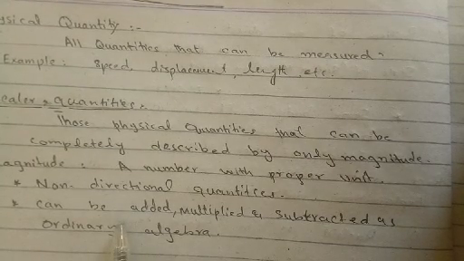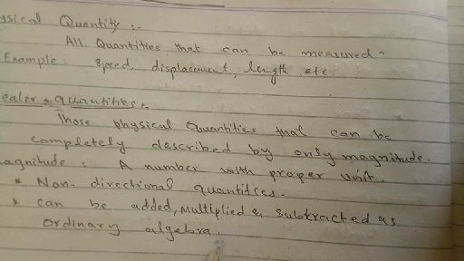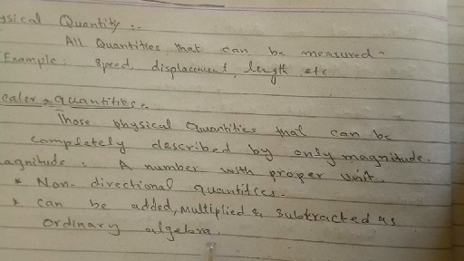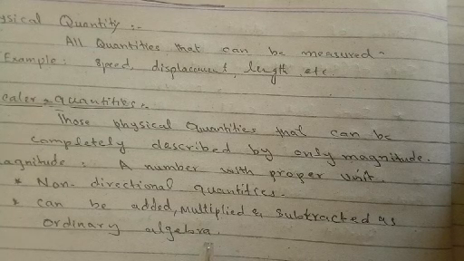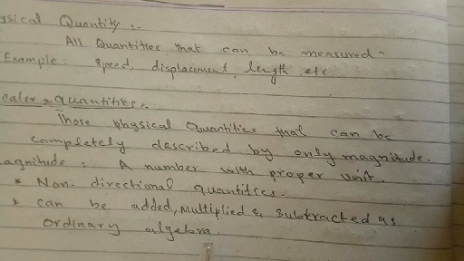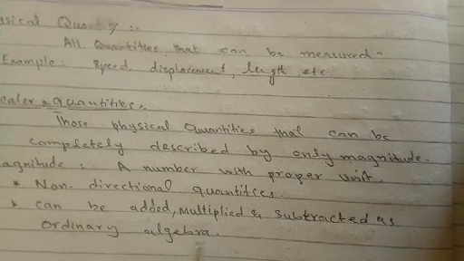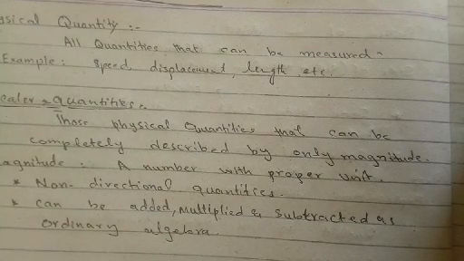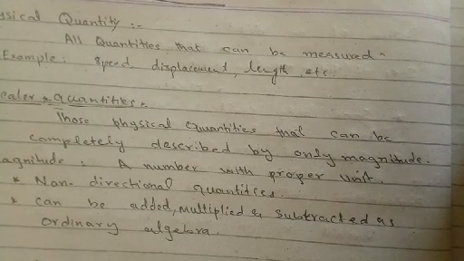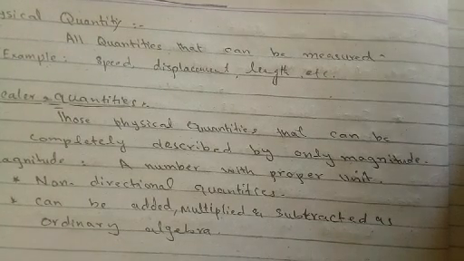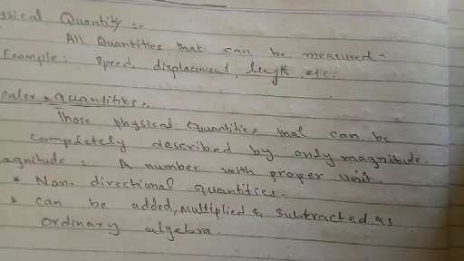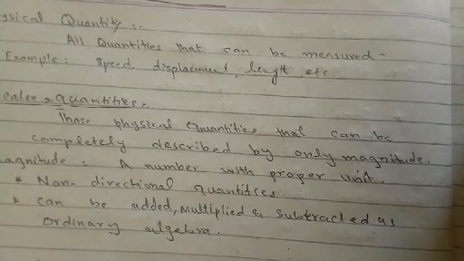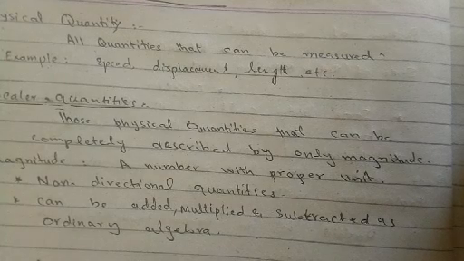These scalar quantities can be added, multiplied and subtracted as in ordinary algebra, simply as we do in mathematics. An example of a scalar quantity is the mass of an object. We represent it with small m, and if the mass of the object is 5 kg, and somebody tells you 5 kg of sugar, it describes that thing completely.